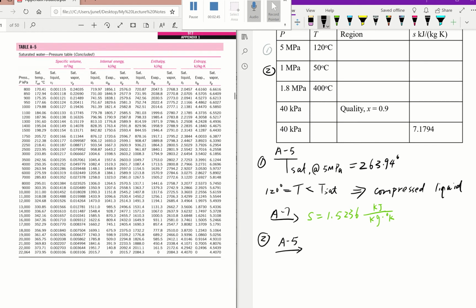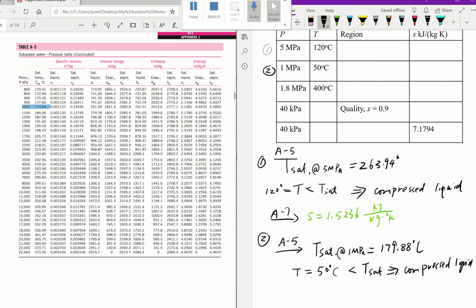At 1 megapascal, which is 1000 kilopascal, our saturated temperature, Tsat, at 1 megapascal is 179.88 Kelvin. I'm sorry, degrees Celsius. And our temperature here is 50 degrees, way less than this Tsat. Then this is the same logic. It is a compressed liquid.